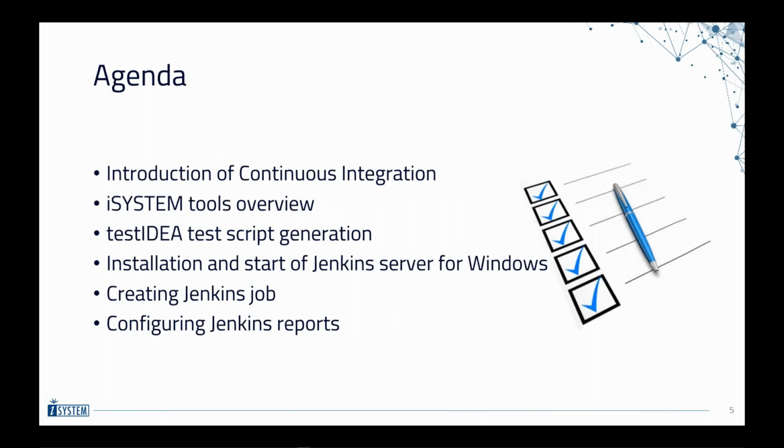Welcome to our webinar. What is today's agenda? Firstly, I will make a short introduction of continuous integration. Next, I will briefly present the iSystem tools and software applications. Then I will describe a procedure to generate JUnit compliant Python test scripts used for continuous integration. Next, I will briefly present the Jenkins installation procedure for Windows 10. And at the end, I will describe how to create a Jenkins job and how to configure test reporting. So let's start.